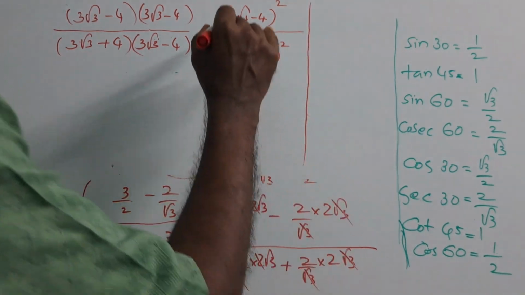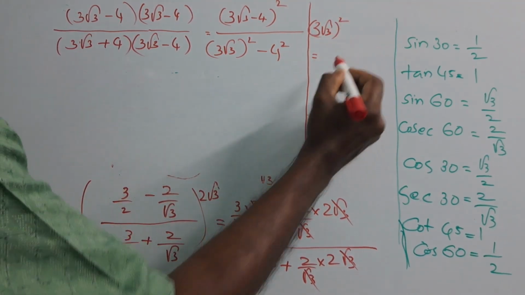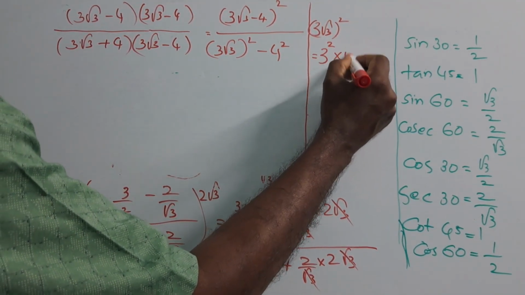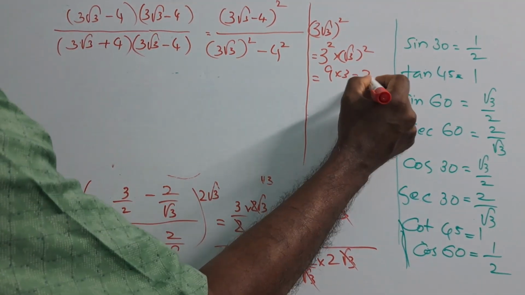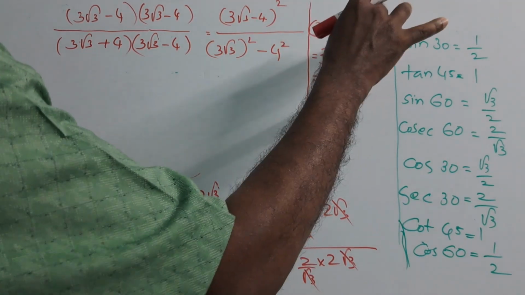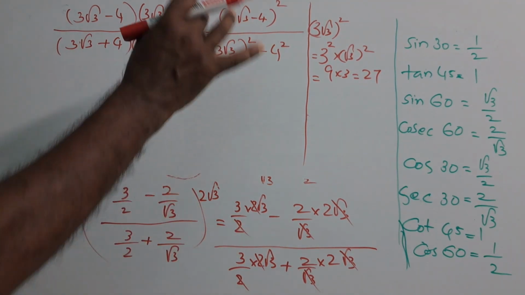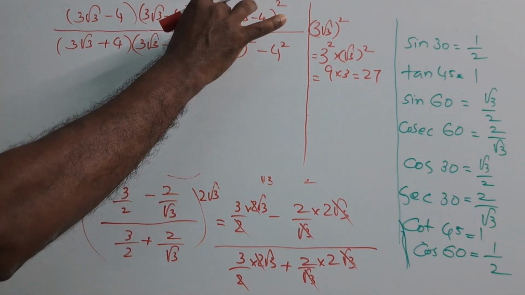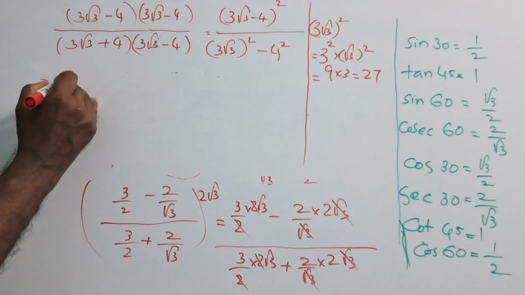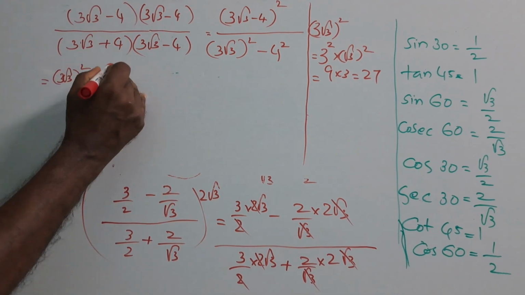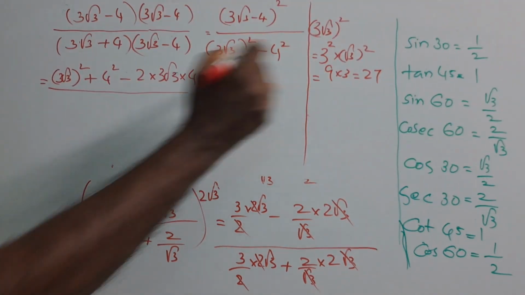Let me explain the square of 3 root 3 equals 3 square into root 3 square equals 9 into 3 equals 27. Root 3 square is 3, root 5 square is 5, root 7 square is 7. Now let's expand in the way x minus y the whole square is expanded: 3 root 3 the whole square plus 4 square minus 2 into 3 root 3 into 4, divided by 27.